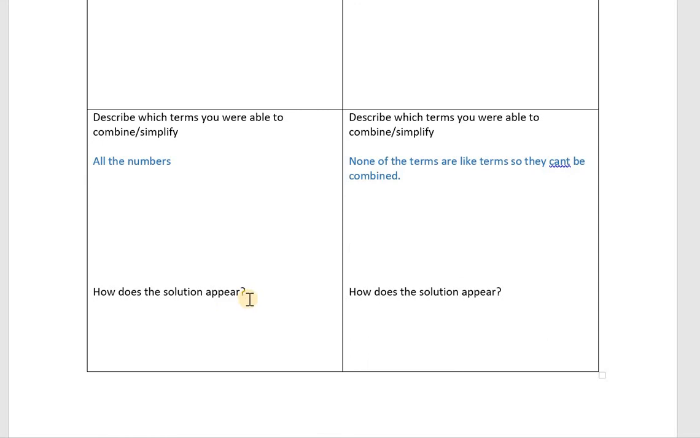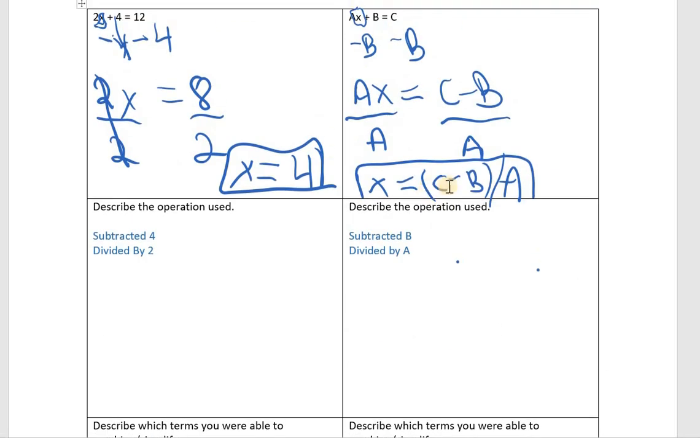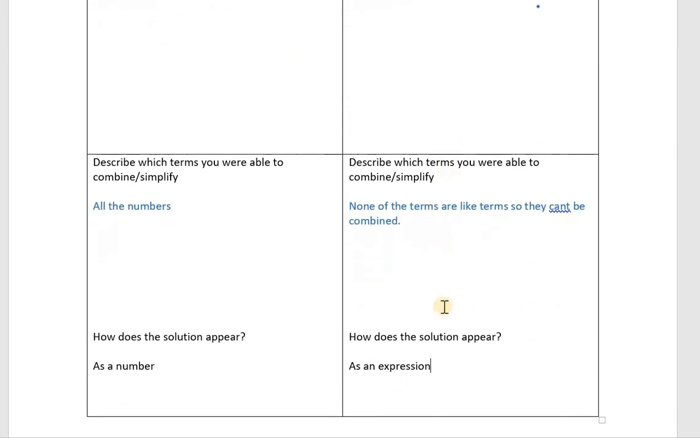And that's our last thing. What does the solution appear as? For a regular equation, as a number. What does the solution appear as for a literal equation? As an expression. An expression is a math sentence that doesn't have an equal sign. While this is an equation, what x equals is an expression, because C minus B, that difference divided by A, is by itself a math sentence. So we're going to say an expression.